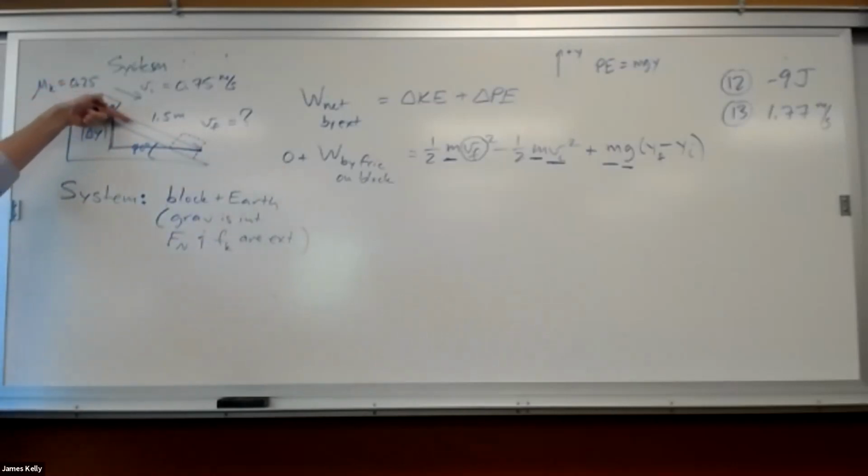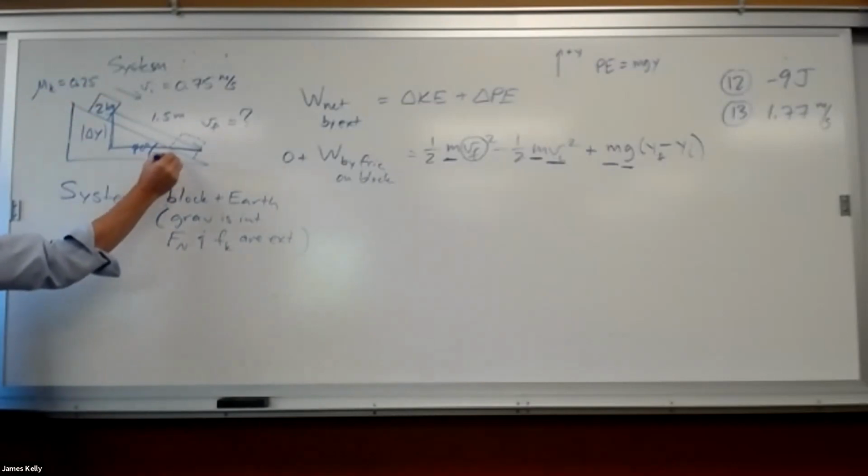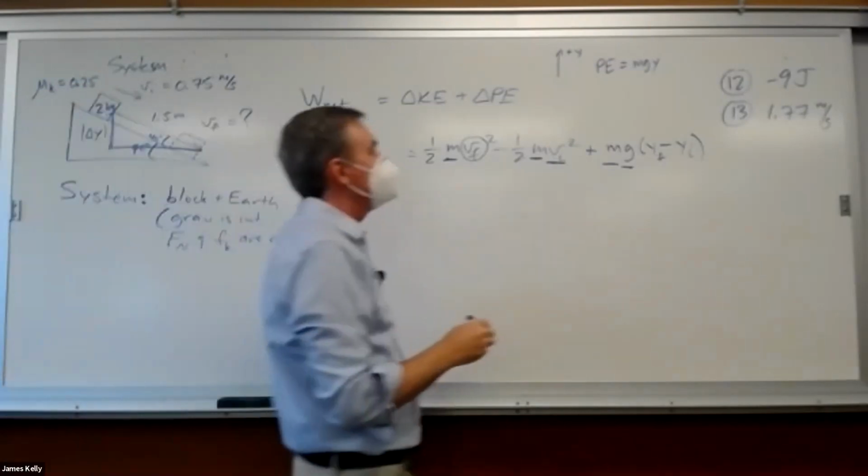If it goes down by 1.5 meters, the question is, how far does it go down just in terms of its y coordinate? That's what that means, that y final minus y initial, if plus y is up. And how would I figure that out, or how do I calculate that here? 1.5 sine 40, because if this is 40 degrees, this is also 40 degrees in this triangle right there.